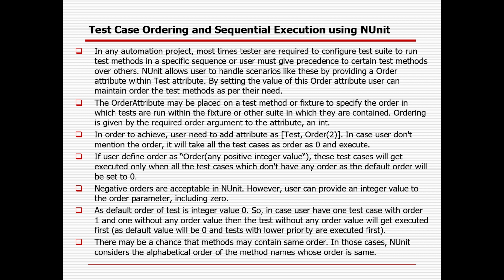As default, the order value is set to 0. So in case user have one test case with order 1 and one without any order value, then the test case without any order will be executed first, as the default value will be 0 and the test with lower order will be executed first. There may be chances that methods may contain the same order, right? Suppose you have given order as 2 or 3 in multiple methods. So what will happen in those cases? NUnit considers the alphabetical order of the method name whose order is still the same.